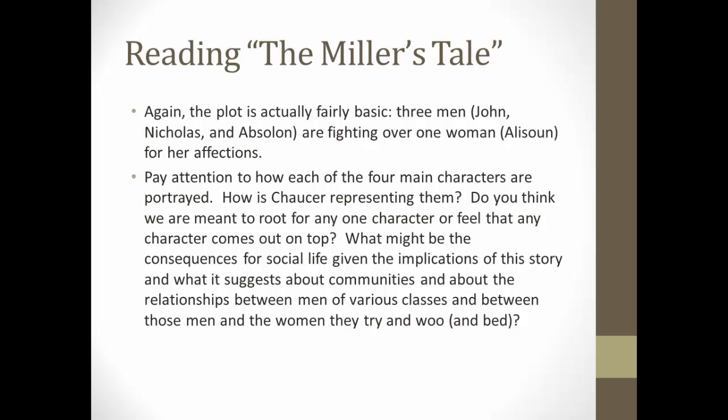So that's kind of the big overarching question I want you asking as you read the general prologue. When you get to the Miller's Tale, again, in terms of the plot, it's actually pretty basic. You've got three men, John, Nicholas, and Absalom, who you meet at various points in the narrative, fighting over one woman, Alison, for her affections. So when you're reading The Miller's Tale, I want you to pay attention to how each of the four main characters are portrayed. How is Chaucer representing them?